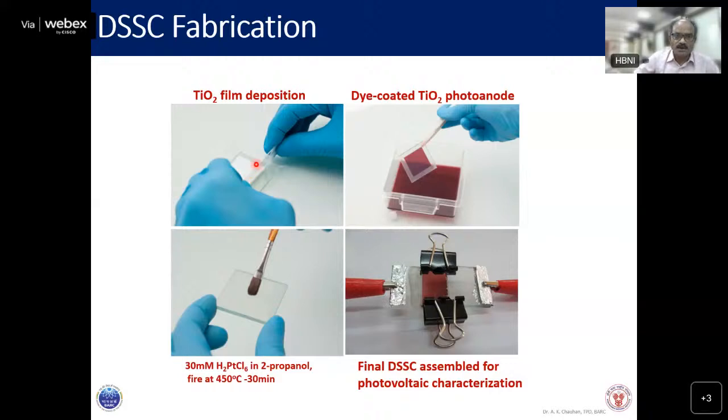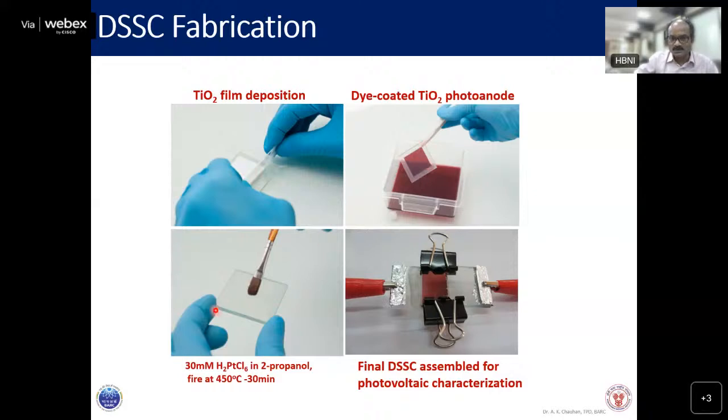Here you have FTO. Over FTO, you have deposited a TiO2 compact layer, and then a TiO2 nanoparticle thin film, and then you have placed it in the dye. So you get now this. So now you have two parts.